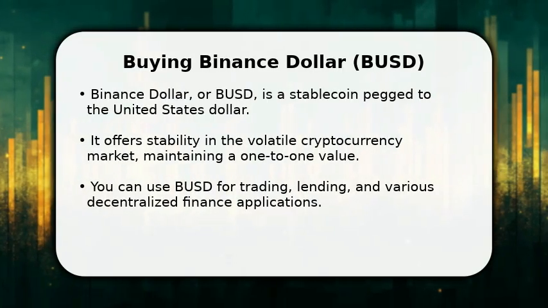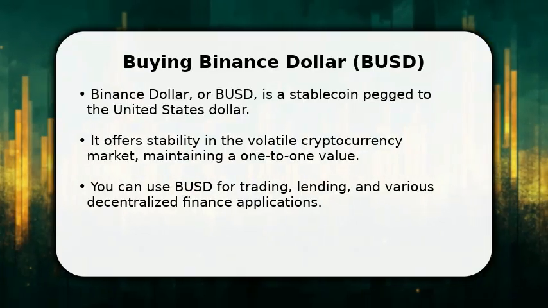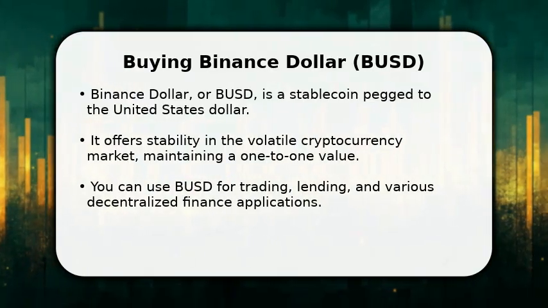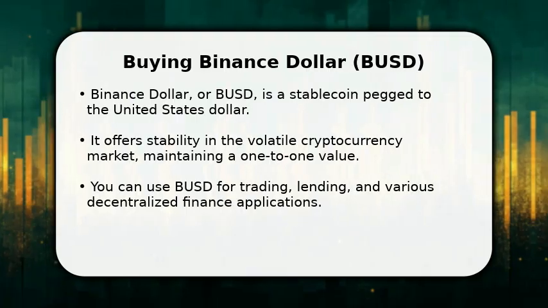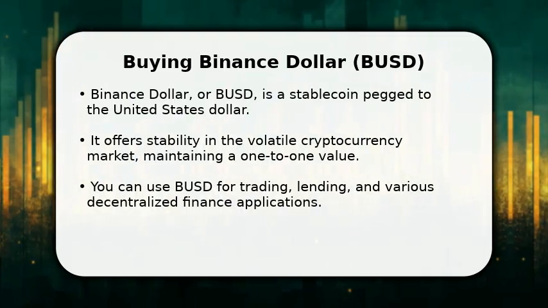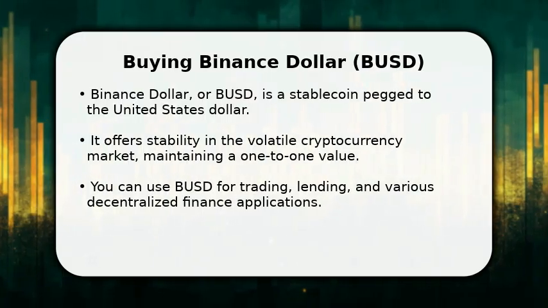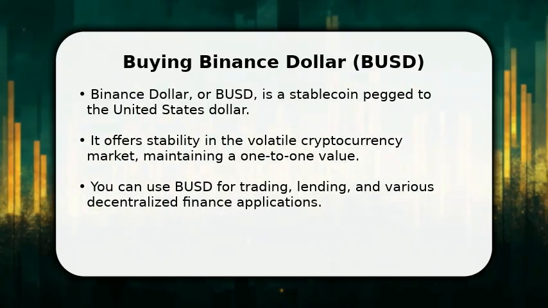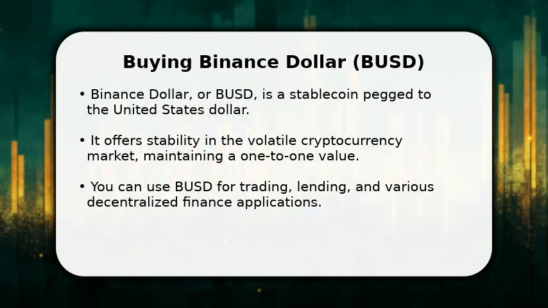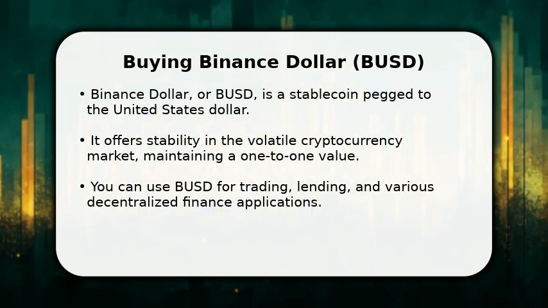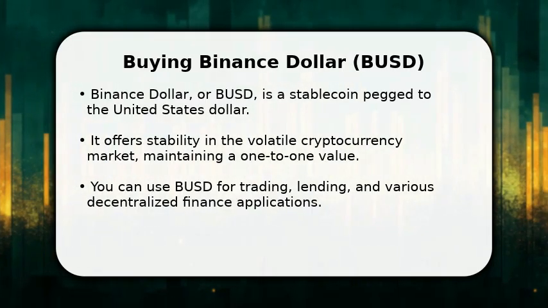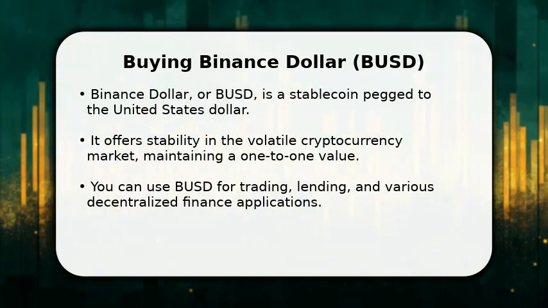In this video, I will explain how to buy Binance Dollar. First, understand that BUSD is a stable coin, meaning its value is designed to remain consistent, typically $1. This stability makes it a popular choice for traders looking to protect their assets from market fluctuations, or for those wanting to easily move funds within the crypto ecosystem.